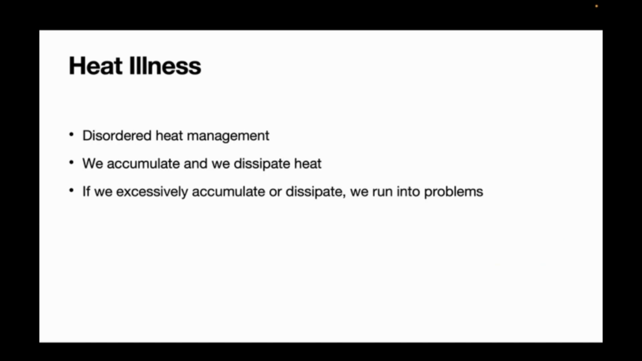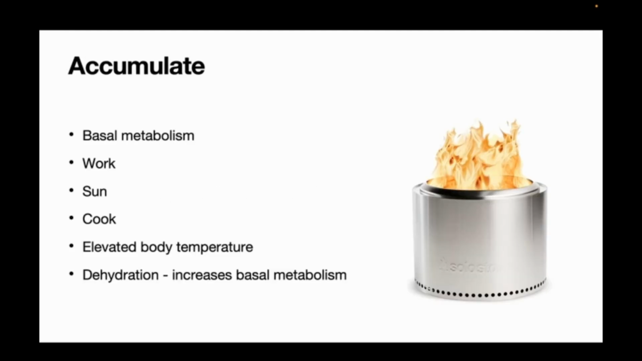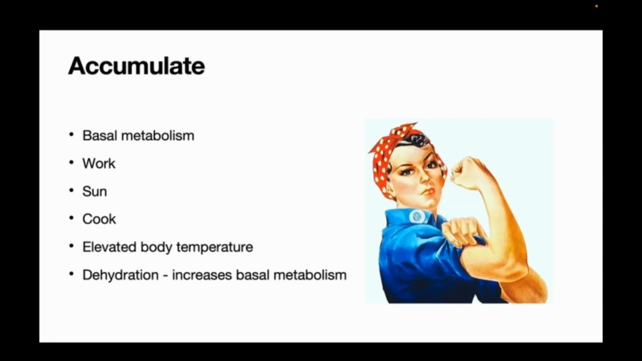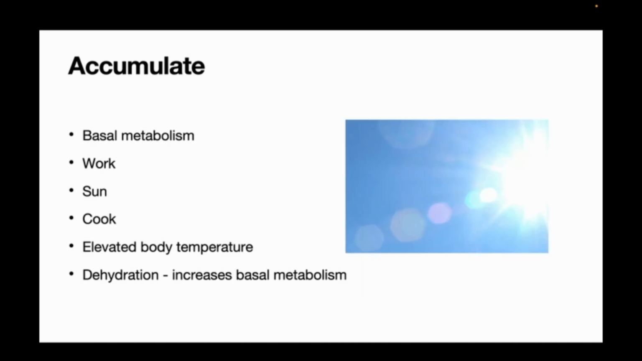So heat illness is basically disordered heat management. We accumulate heat and we dissipate heat. And if we're either accumulating excessively or we're failing to dissipate appropriately, then we're going to run into some problems. So how do we accumulate it? Basal metabolism. We're mammals, so we produce heat with just being alive, our basic basal metabolic rate. You also, when you do work, produce heat, so activities will do that. It might sound silly, but the sun, basically, you can have solar radiation warm you up, so that's why when it's hot out, we all prefer the shade.